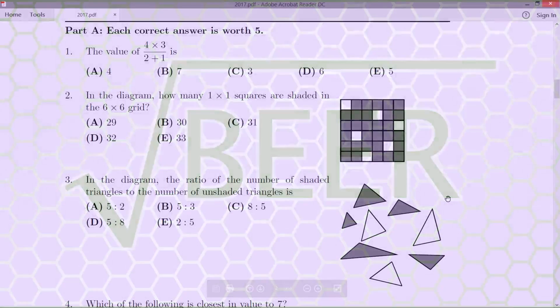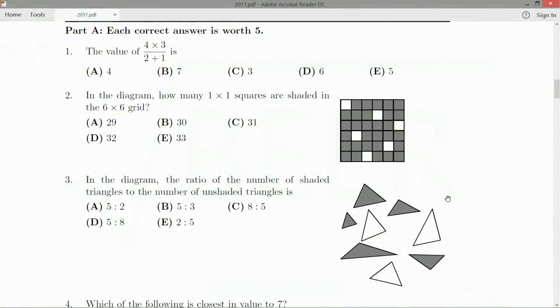We're looking at the 2017 Pascal paper, and we're on question number 2. In the diagram, how many 1x1 squares are shaded in the 6x6 grid?